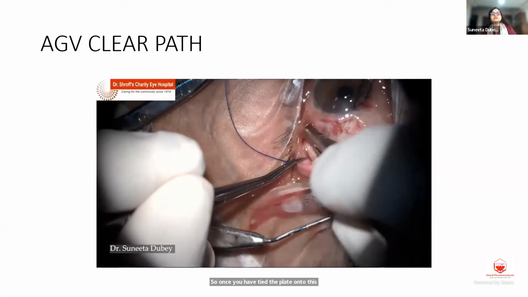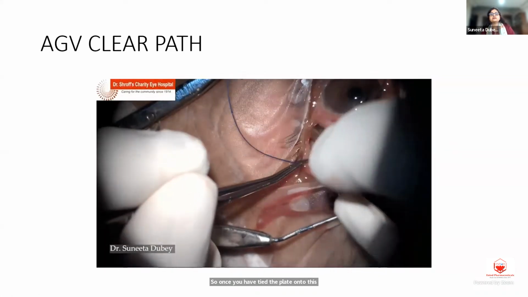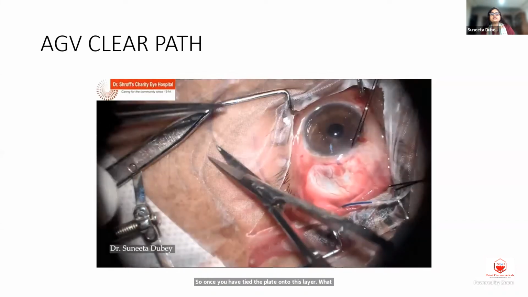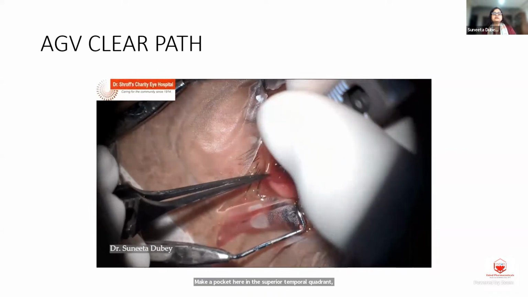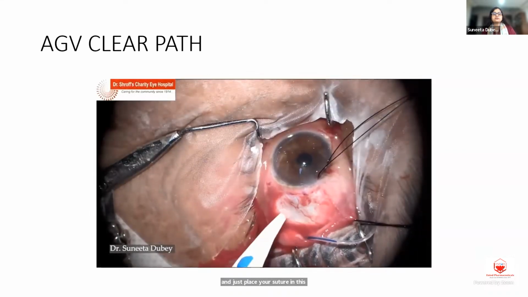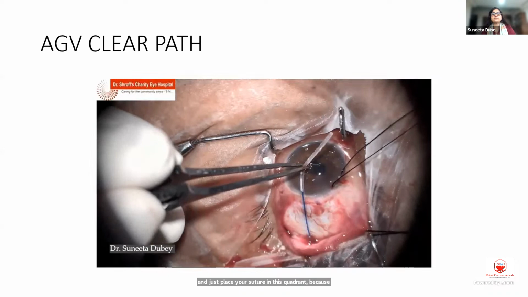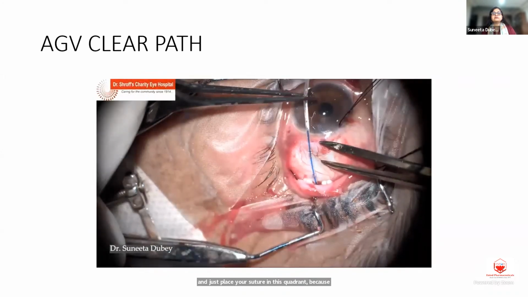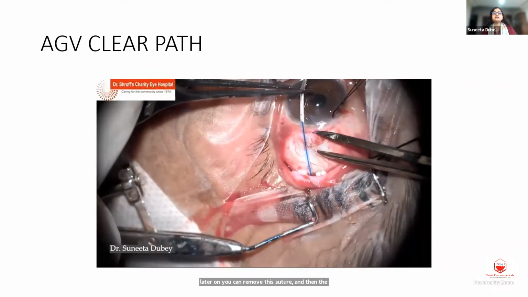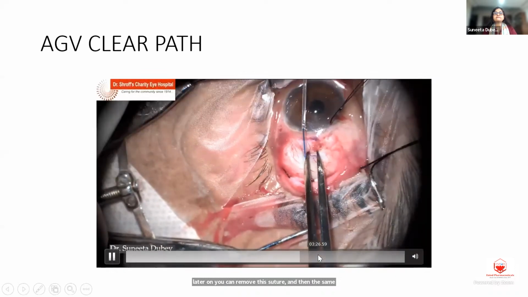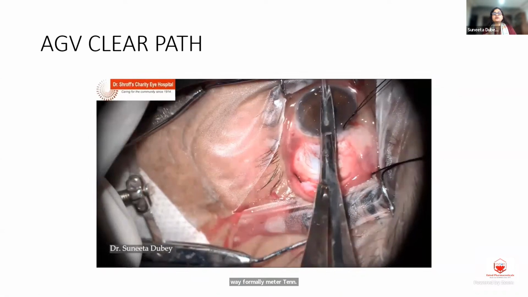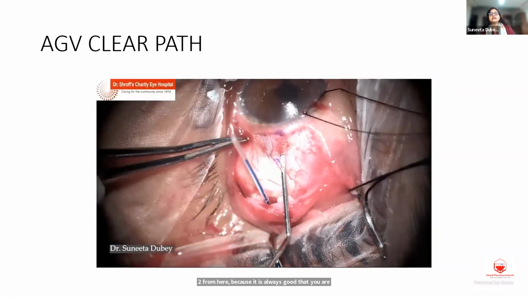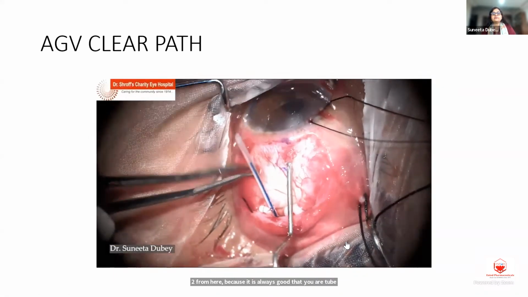what you can do is make a pocket here in the superior temporal quadrant and place your suture in this quadrant, because later on you can remove this suture. And then the same way, a 4 millimeter tunnel, 2 millimeter from here, because it is always good that your tube enters the anterior chamber at an angle.